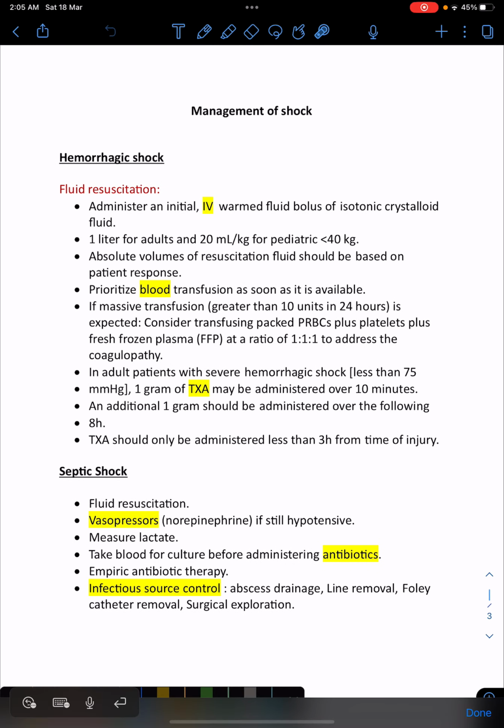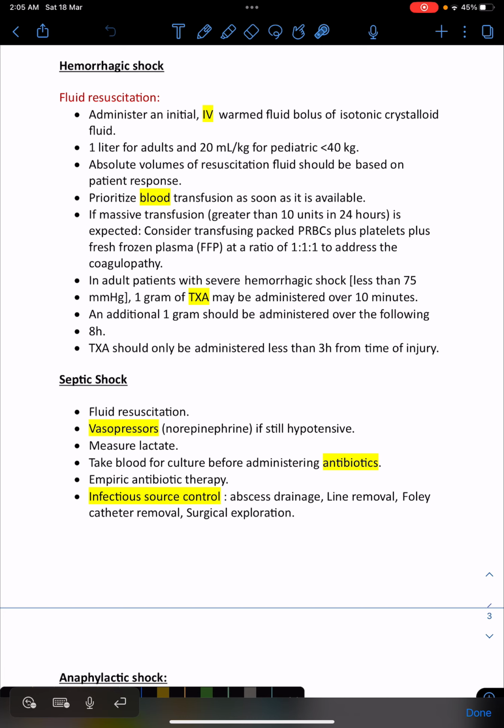So we're gonna give IV fluid, 1 liter for an adult. The reason we give IV fluid to those patients is because they are losing fluid; it's hemorrhagic, they are losing blood, so we're gonna give them IV fluid as well as blood. In this case, because they are losing blood, that's why we transfuse blood to them.